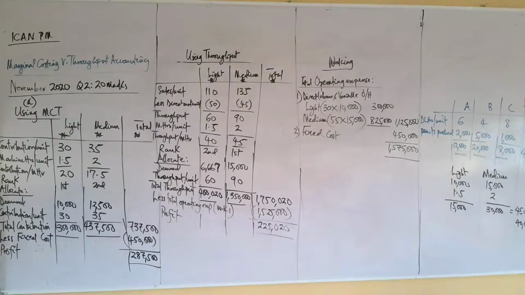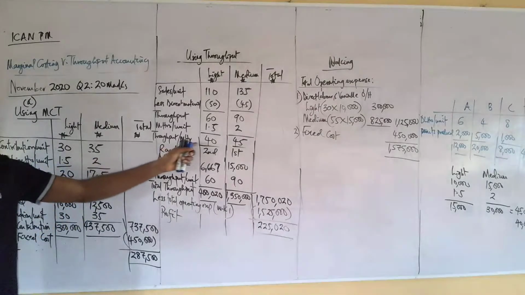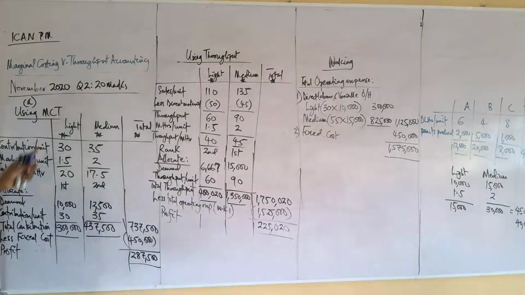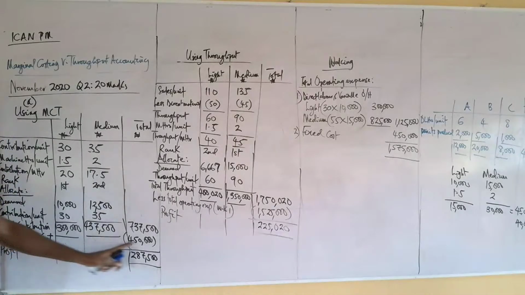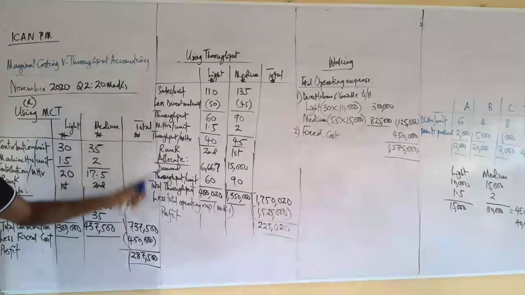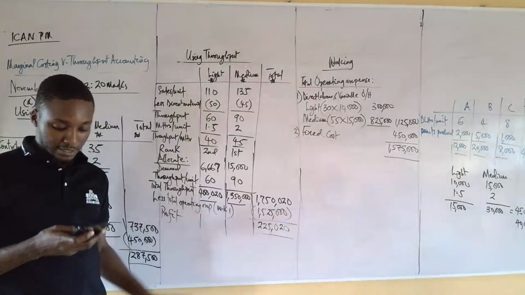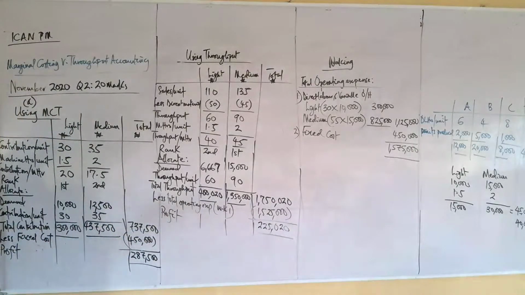Okay, explain how throughput accounting differs from marginal costing. First thing is that throughput accounting uses throughput, which is sales less material. Marginal costing uses contribution, which is sales less all variable cost. Another difference, marginal costing deducts fixed cost from total contribution. Throughput deducts total operating expenses.